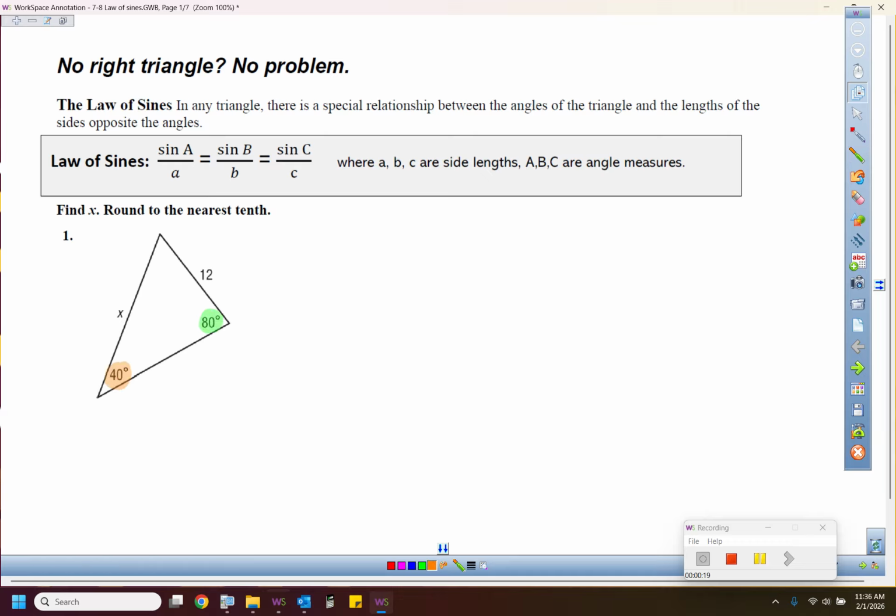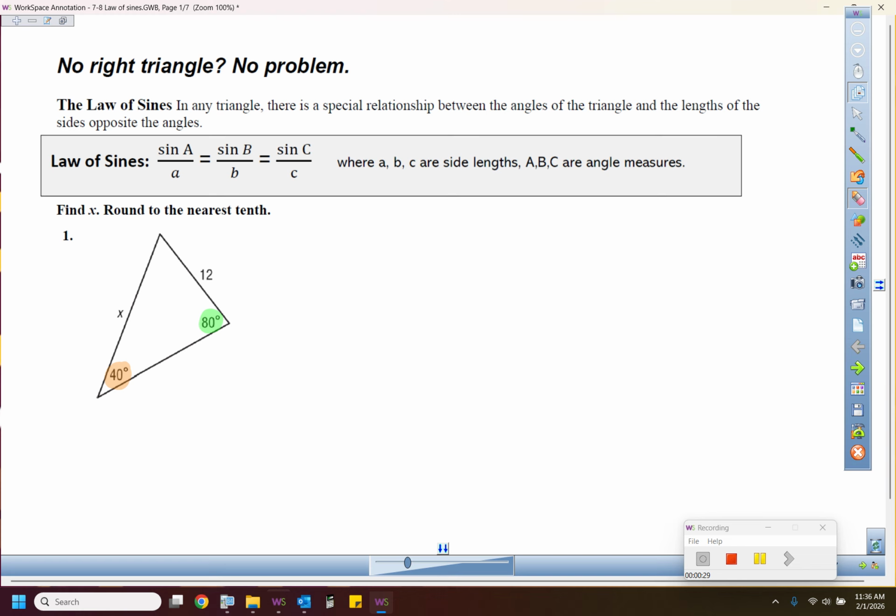Notice this triangle right here does not have 90 in it. Even though we have those two angles right there, 80 and 40, if you add those together, that's 120. And then that leaves 60 degrees left over for this one. You see, I don't have a right triangle. So we're in trouble.